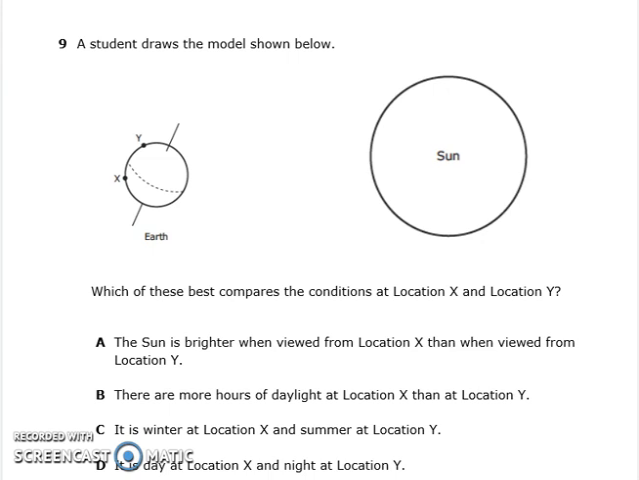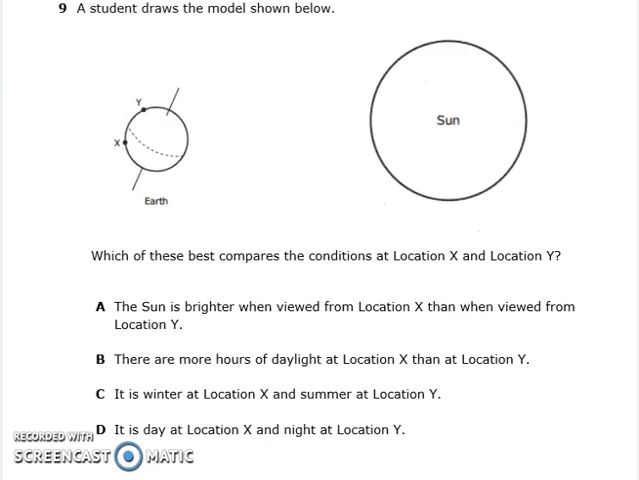Number 9. A student draws the model shown below. Which of these best compares the conditions at location X and location Y? A. The sun is brighter when viewed from location X than viewed from location Y. B. There are more hours of daylight at location X than location Y. C. It is winter at location X and summer at location Y. D. It is day at location X and night at location Y.